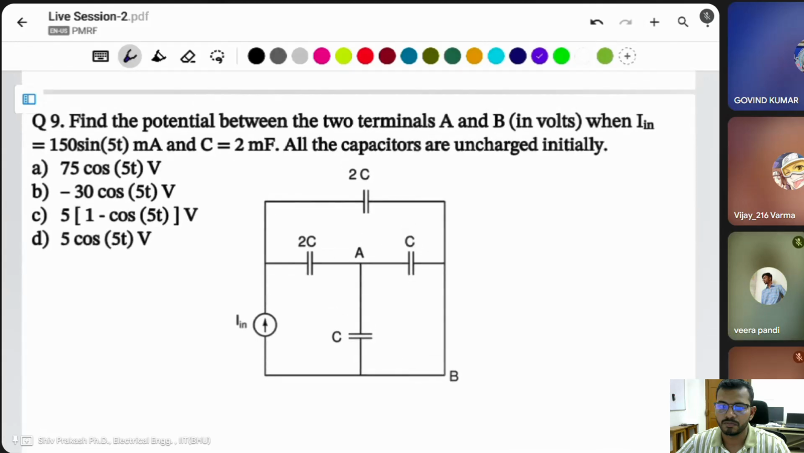Find the potential between the two terminals A and B when I in is 150 sin 5t milliampere and C is 2 millifarad. All the capacitors are uncharged initially. It means there is no initial voltage there. Then you have to find the voltage across A and B.